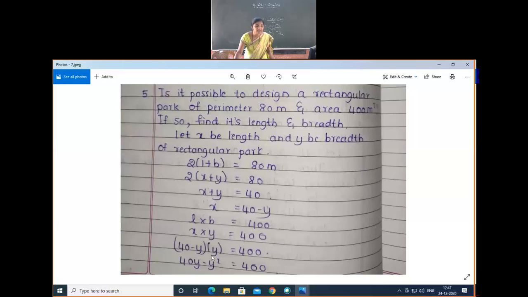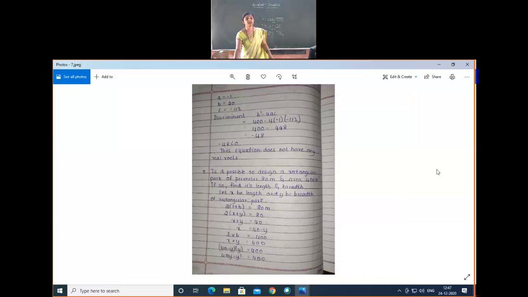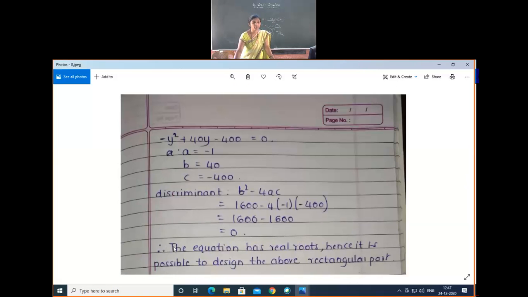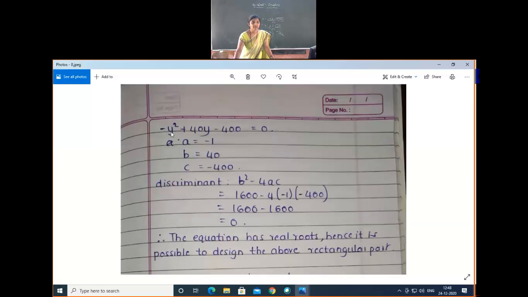Okay, now x we are taking 40 minus y into y, which is equal to 400. Multiplication: 40 into y is 40y, minus y into y, minus y square, which is equal to 400. So same to same problem we worked out in the last classes, no? Yes. Now we got the equation in the form of minus y square plus 40y minus 400, which is equal to 0.